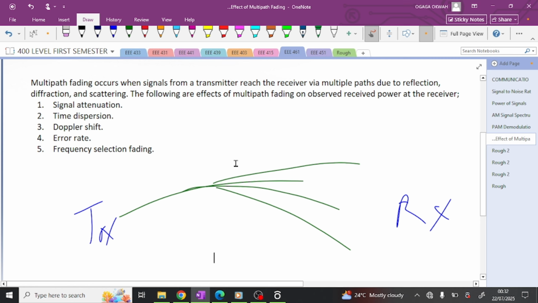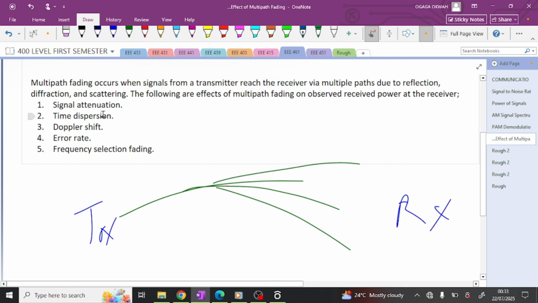So the following are the effects of multipath fading on observed received power at the receiver. When we have this multipath fading, what are the effects? The first one is signal attenuation. Of course, attenuation just means reduction in signal strength. So multipath fading will lead to reduction in your signal strength.